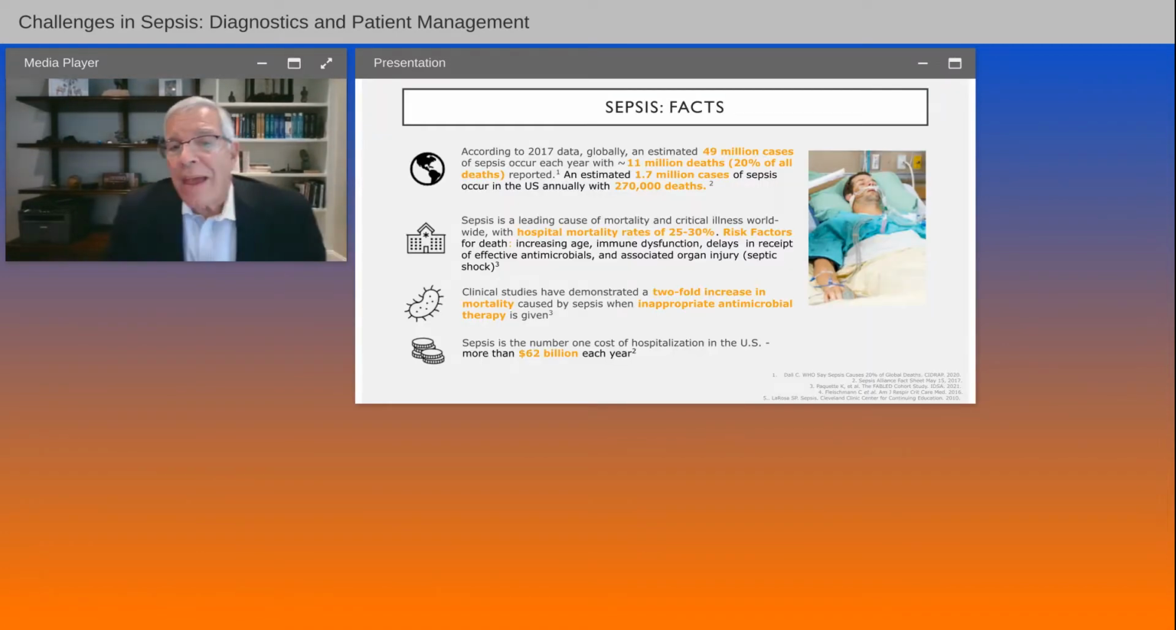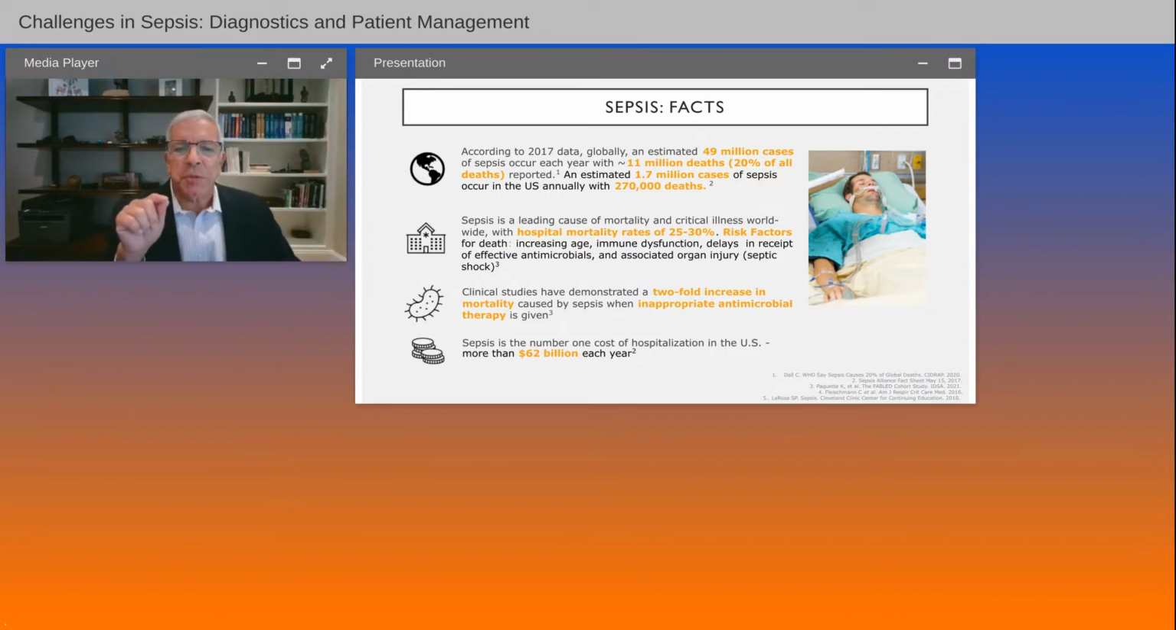Now, there are some important facts that I've listed here about sepsis. I think the important thing to keep in mind is that it's common. 49 million cases have been reported each year with about 11 million deaths. So it's a common disease with a high mortality rate. It's the leading cause of mortality and critical illness worldwide. And when we look at hospital mortality, patients with sepsis have a 25 to 30% risk of not surviving that infection. There's a variety of risk factors that are responsible for that, but one in particular that I want to point out is that there's a twofold increase in mortality when the wrong antibiotics are given.